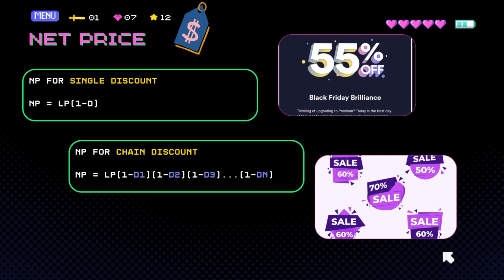And then the second one is net price for chain discount. Chain discount means that you will be offered multiple discounts. That is why it is called chain discount, because it has multiple offered discounts. It is the same, but it will be multiple. To find the net price for chain discount, you can use the formula net price equals list price times (1 minus D1) times (1 minus D2) times (1 minus D3). D1, D2 and D3 are the multiple discounts.